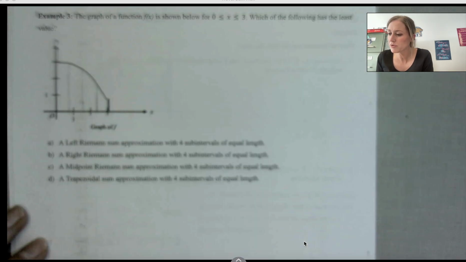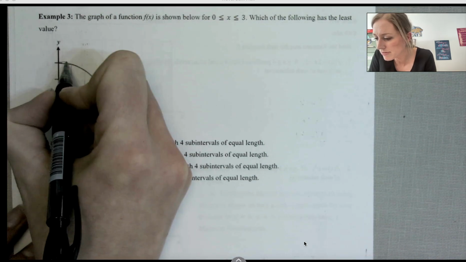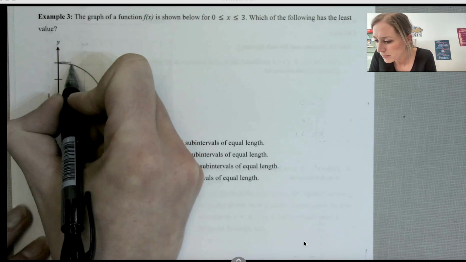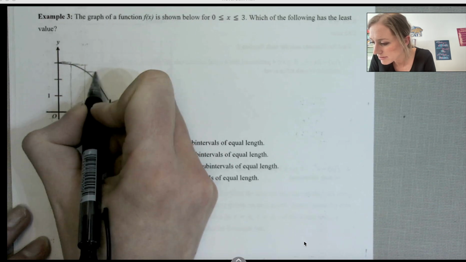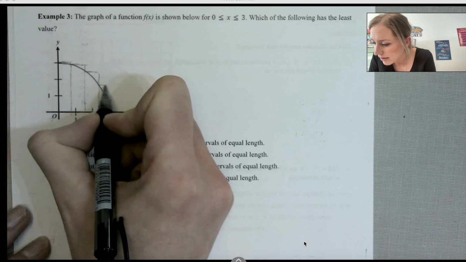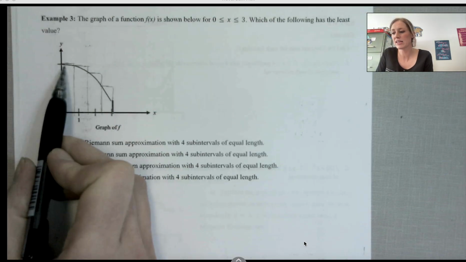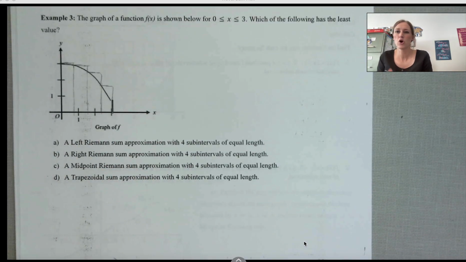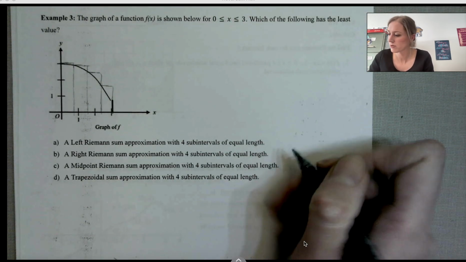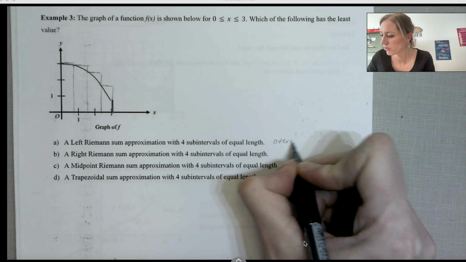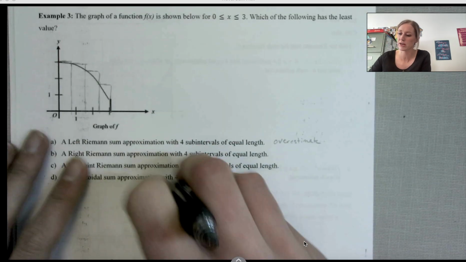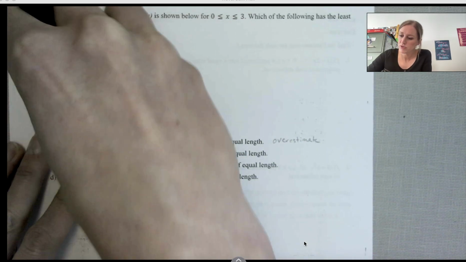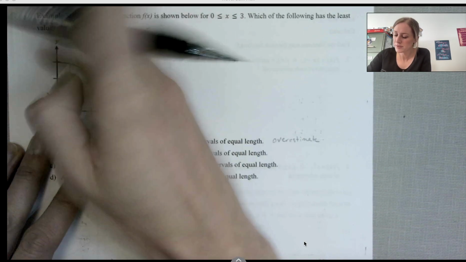right? Okay, if I used a left Riemann sum, so the left height, so if I go from the left and the left and the left. Okay, so if I do the left, this is going to be overestimating my area because it's going above the function. So I'm just going to write that. This is an overestimate. So this one probably is not going to be the least value because it's an overestimate of the actual area.